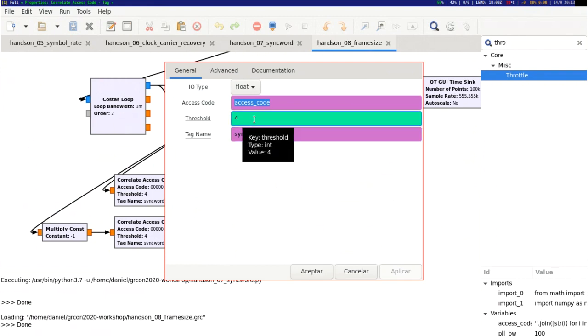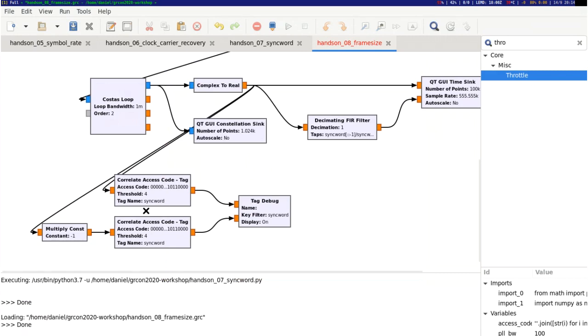And this is useful when dealing with noisy signals. Never impose that your sync word is 100% correct. Leave a chance for a few bit errors. Don't put too many bit errors here, because then you will do false detections. You'll trigger on things which are not the correct sync word, but do leave a small amount for error. And then we need a name for the tag that is going to be inserted by correlate access code tag. And this is going to be called sync word.